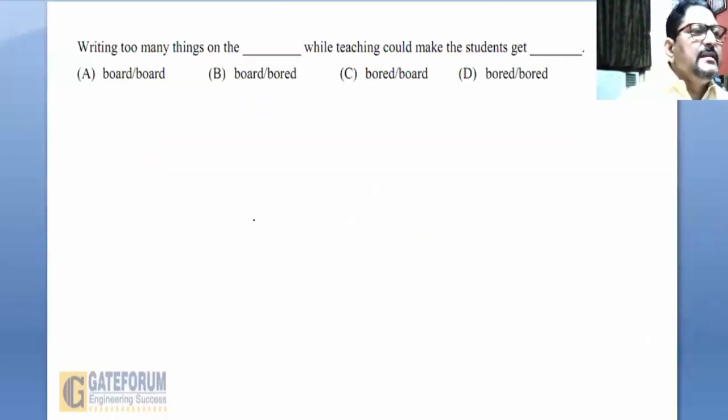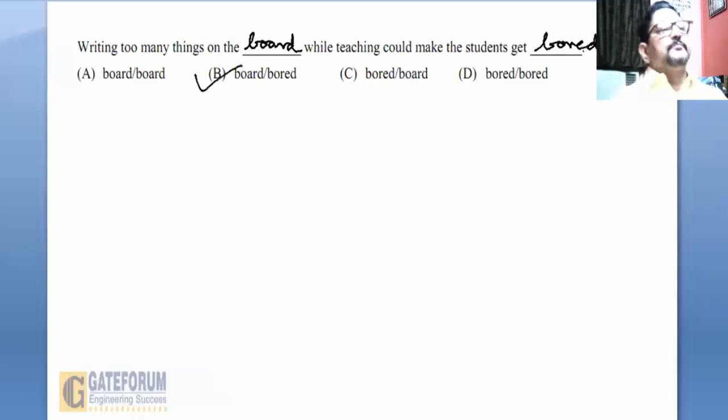Writing too many things on the board, it would be the whiteboard or blackboard. So that spelling is B-O-A-R-D. While teaching could make the students get bored. I mean, students will yawn. We feel sleepy. So bored. So which one is the correct option? This one is the correct one. Right. So simple vocabulary and spellings.